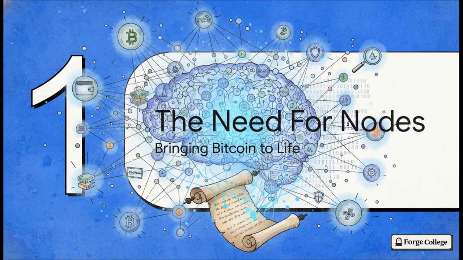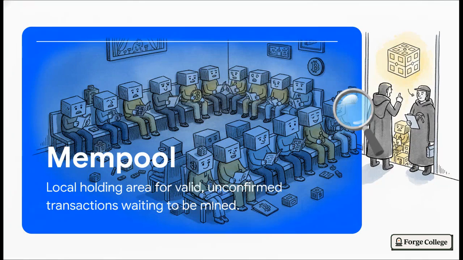Part 1. The need for nodes, bringing Bitcoin to life. Remember those rigid consensus rules we just conquered? Well, they are completely useless without dedicated network actors, our nodes, to actually execute the checks. Now, before we look at these actors, I want to define a term you are going to hear a lot today, the mempool. Honestly, the easiest way to think about it is like a waiting room at a doctor's office.